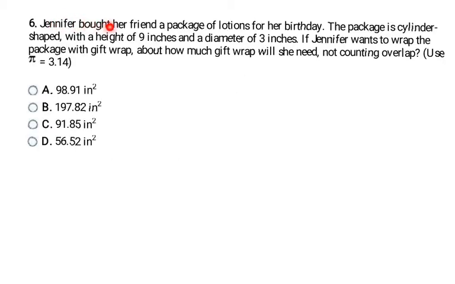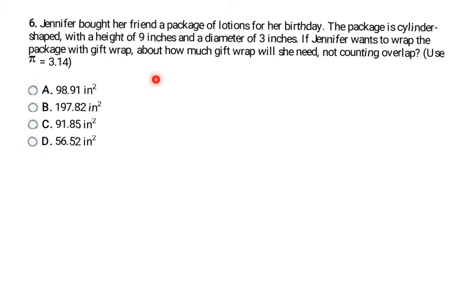This question reads, Jennifer bought a package of lotions for her birthday. The package is cylinder shaped with a height of 9 inches and a diameter of 3 inches. If Jennifer wants to wrap the package with gift wrap, about how much gift wrap will she need, not counting overlap? Use pi equals 3.14. So she has a cylinder and she wants to cover the entire surface in gift paper. So that means she's going to need to figure out the surface area to see how much gift wrap she needs.